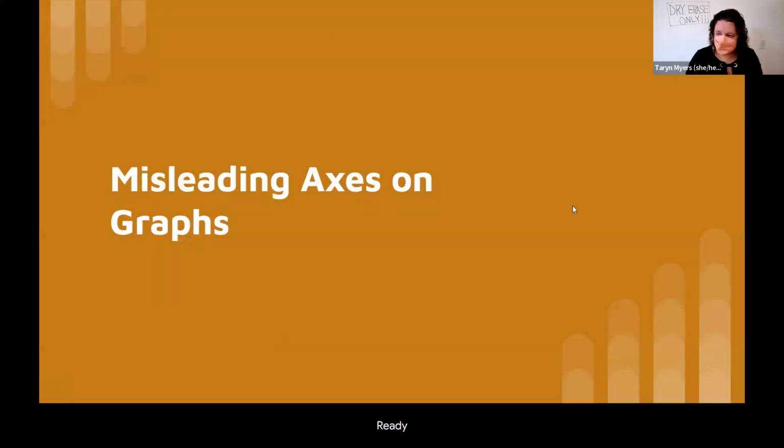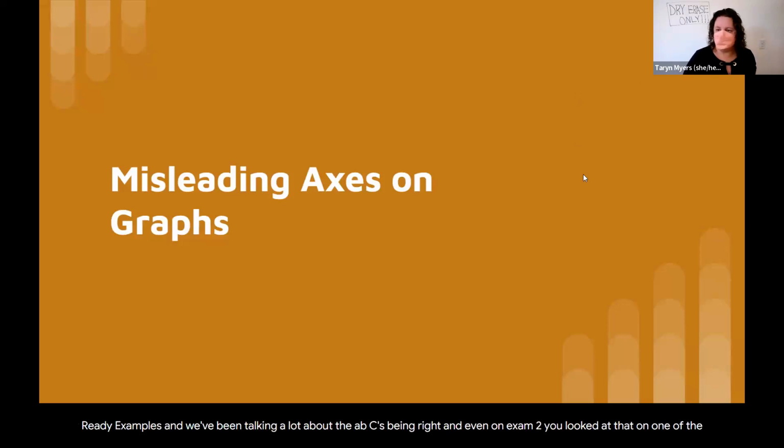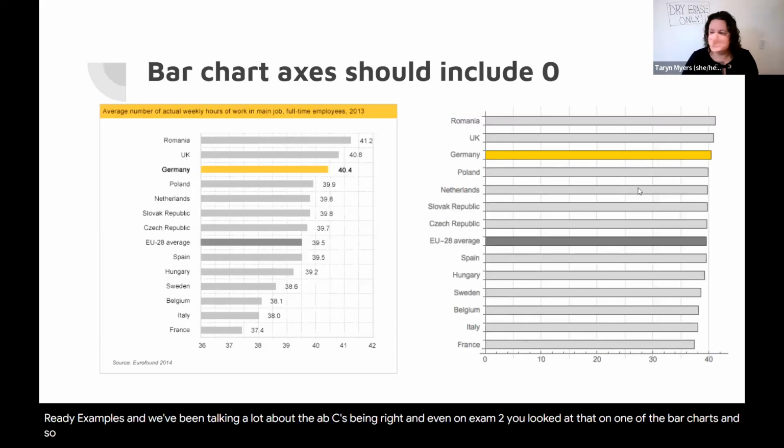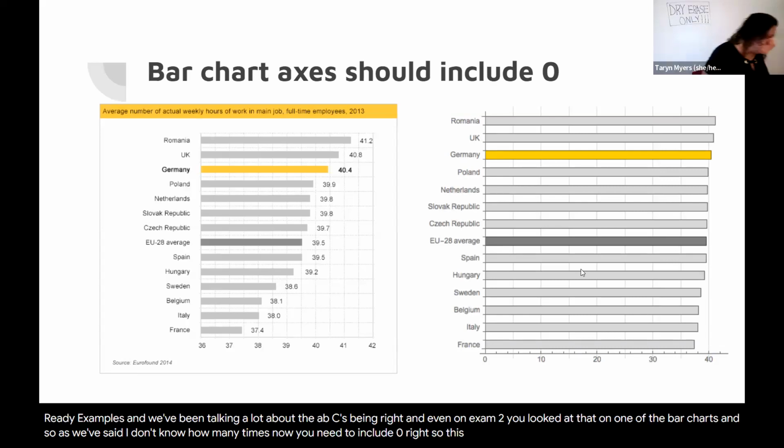All righty. So we've been looking at lots of examples, and we've been talking a lot about the axes being off, right? And even on exam 2, you looked at that on one of the bar charts. And so, as we've said, I don't know how many times now, you need to include 0, right? So this one with the yellow header here is what was published. It is the average number of weekly hours of work on your main job for full-time employees.